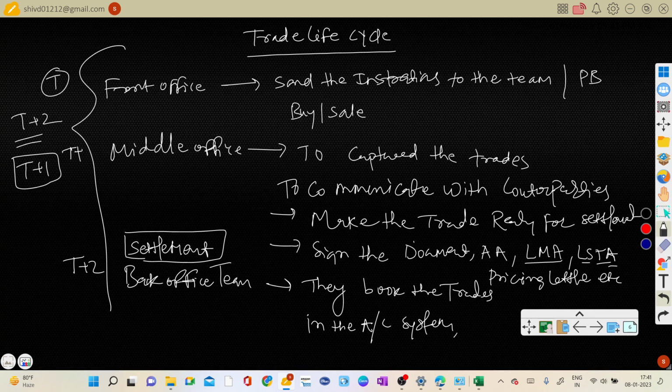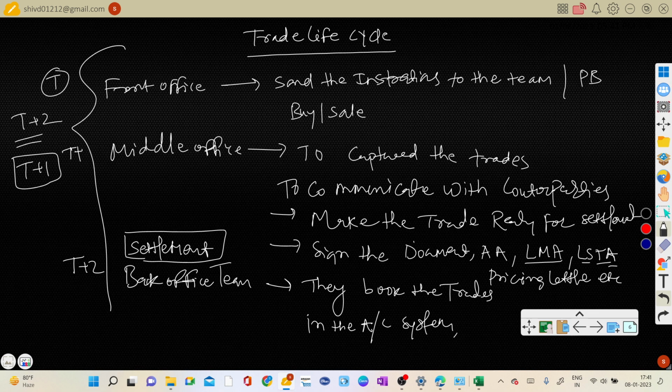But for your full engagement, or if you have any issues, you can directly reach out to the middle office team only, because they are the middleman between front office and back office, as well as brokers and other counterparties. That's it.